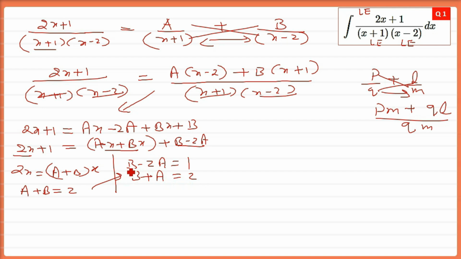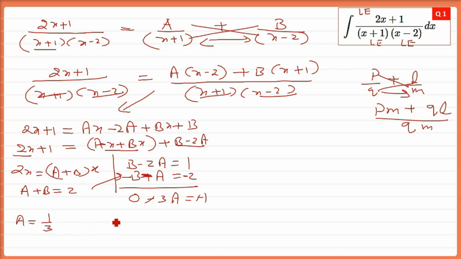Now subtract these. So b minus b, minus 2a minus a, minus 2. Now just cancel this out. Minus 2a minus a will be negative 3a, and 1 minus 2 is again negative 1. So negative cancels out. a will be equal to 1 by 3. So a equals 1 by 3.